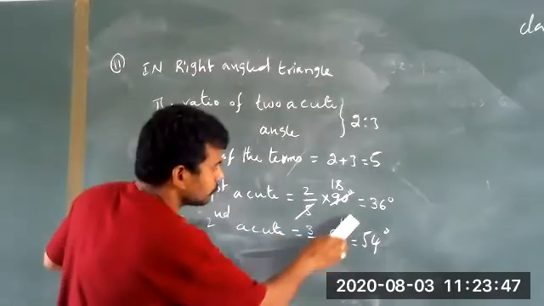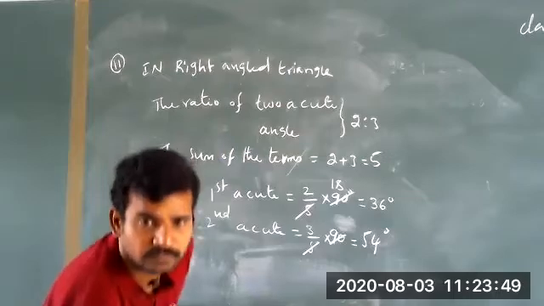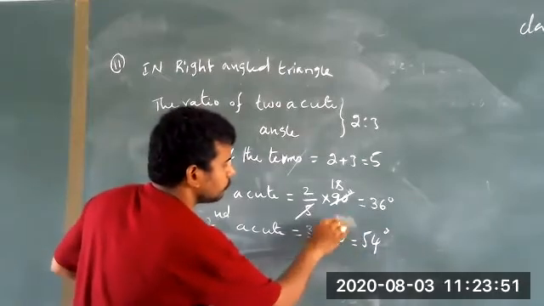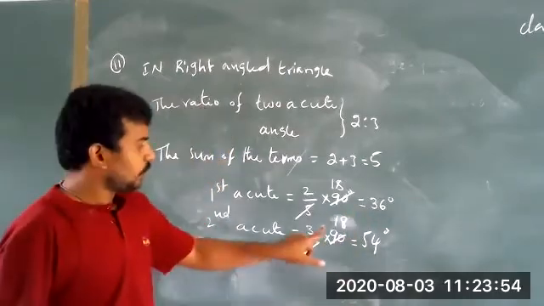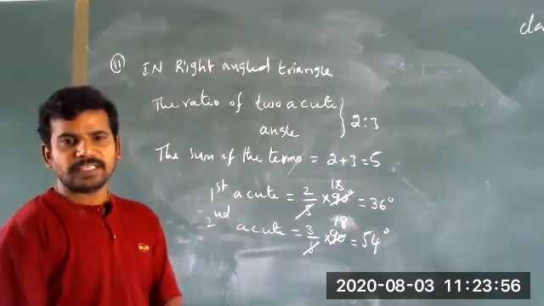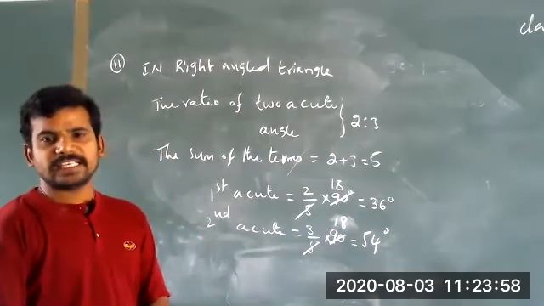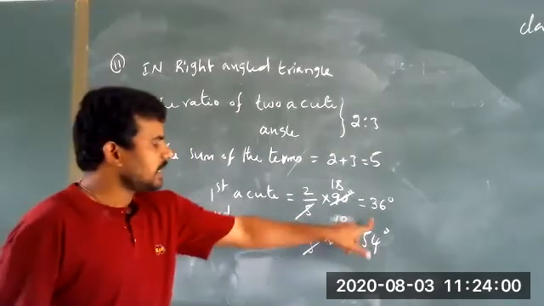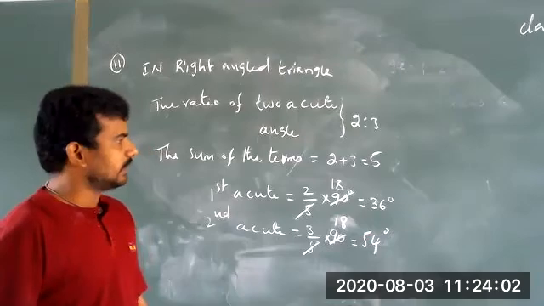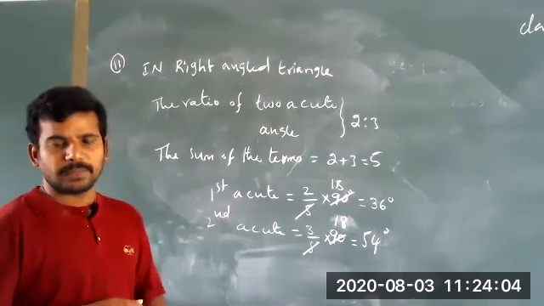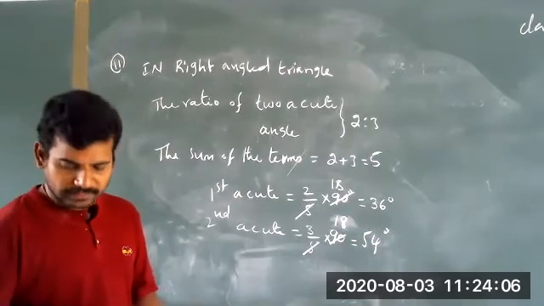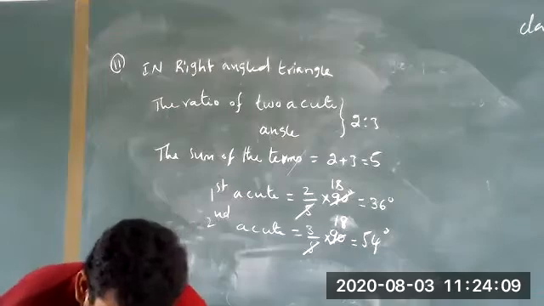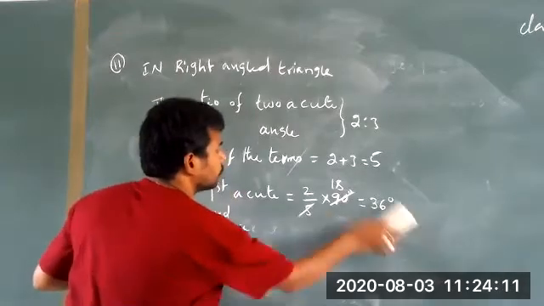Clear? 18 degrees. So 3 into 18. 18 1s are 18. 18 2s are 36. 18 3s are 54. 36 plus 54 how much, children? 90. So it is equal to the sum of the remaining two acute angles. Clear, children? Next, 13th problem.